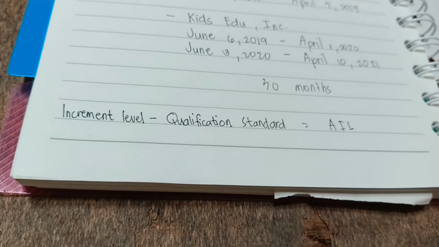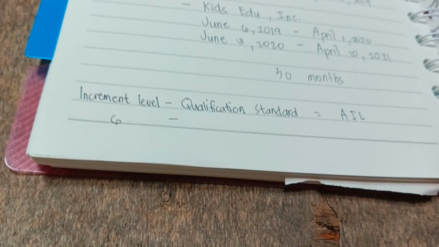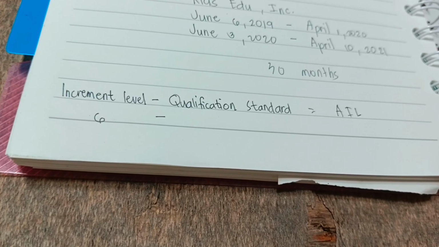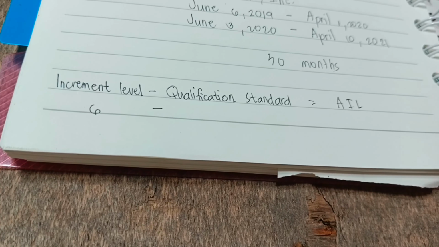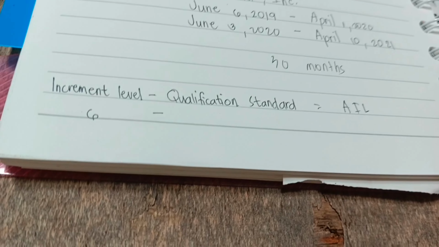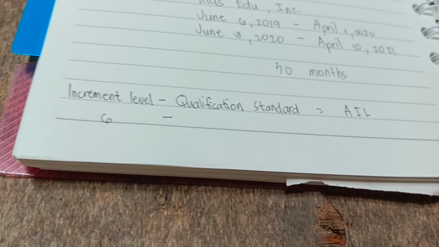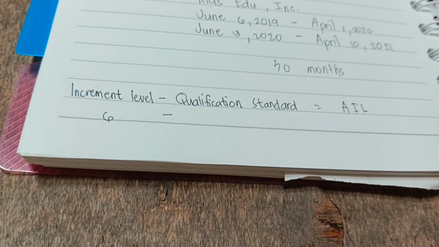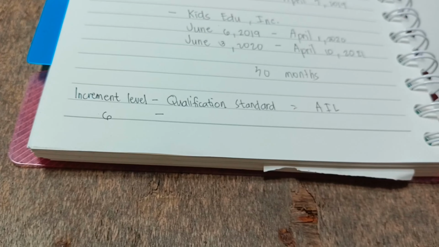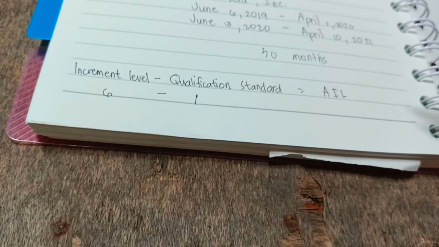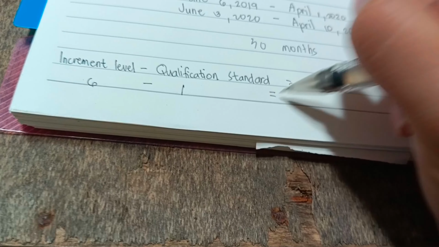The equivalent increment level of the experience of teacher B is 6 minus the qualification standard. Again, that's 0, because even if you don't have any teaching experience, there is a huge possibility that you will still be hired or you'll get a total of 70 points plus. So the qualification standard going back is 0, and that's increment level 1.